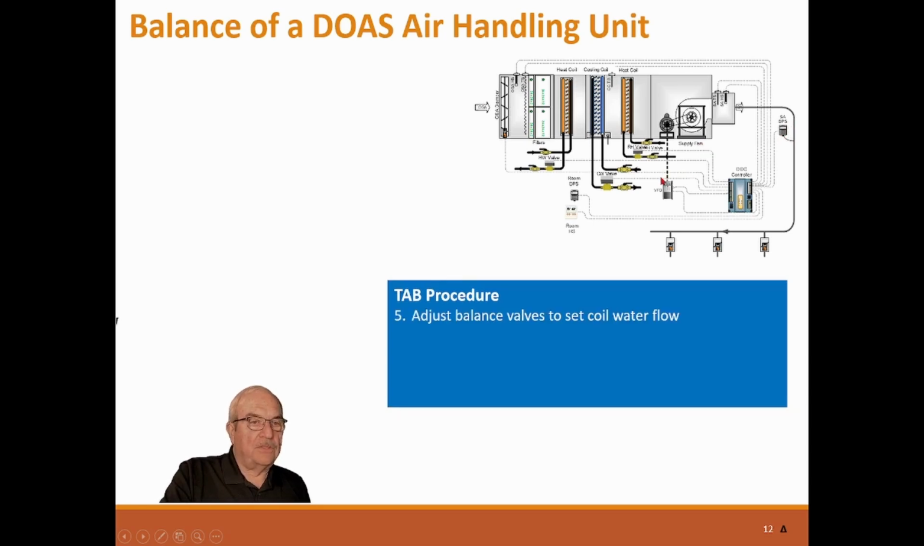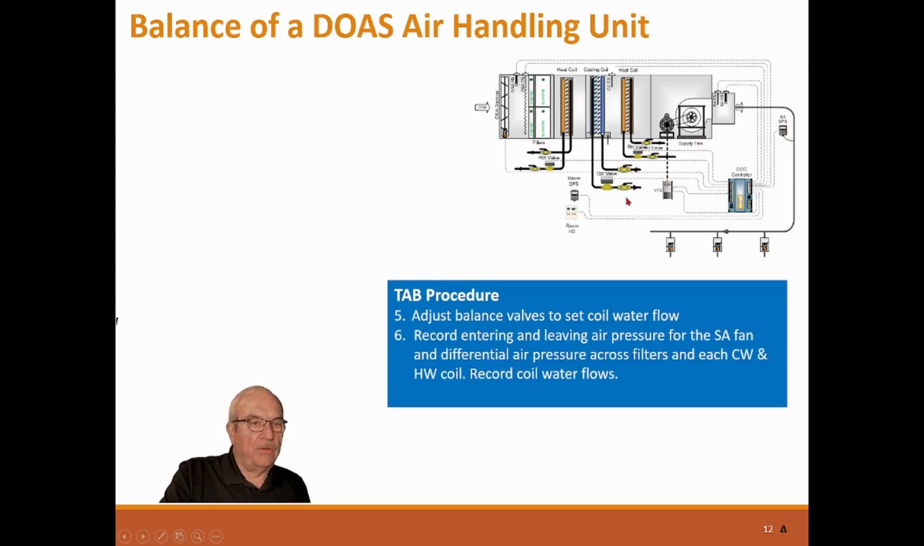Adjust balance valves to set the coil water flow. Record entering and leaving air pressure for the supply air fan, differential air pressure across filters, and each chill water and hot water coil and the filters.